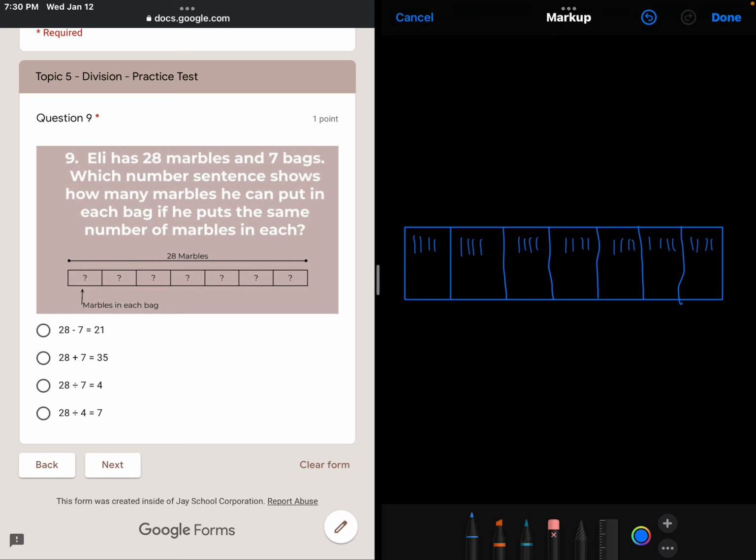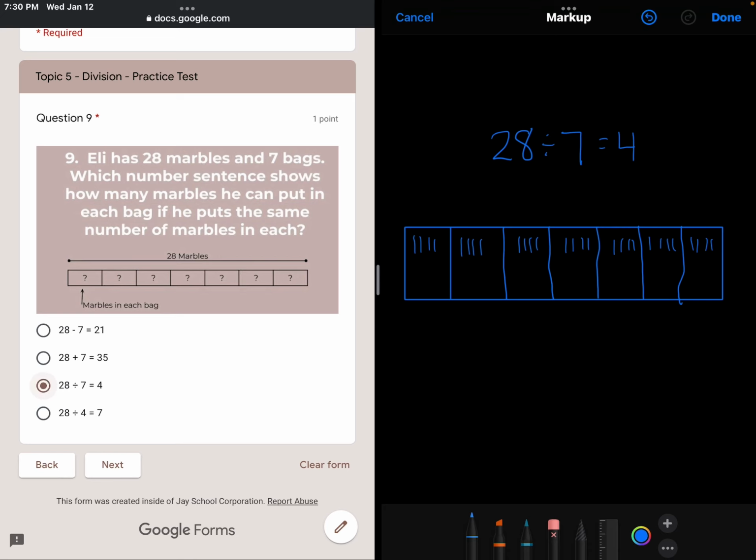So what would my division equation be for this? I put 28, right, divided by 7 bags. So 28 marbles divided by 7 bags equals 4 marbles. Okay, so that would be my answer. 28 divided by 7 equals 4.